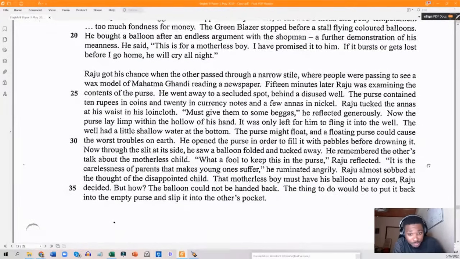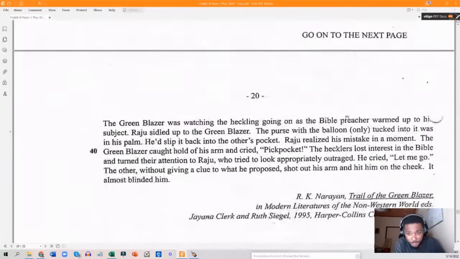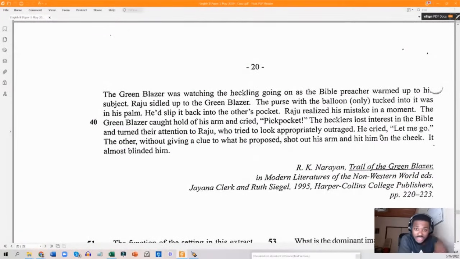The thing to do would be to put it back into the empty purse and slip it into the other's pocket. The green blazer was watching the heckling going on as the Bible preacher warmed up to his subject. Raju's... what's this? Raju sidled up to the green blazer. The purse with the balloon only tucked into it was in his palm. He'd slip it back into the other's pocket.